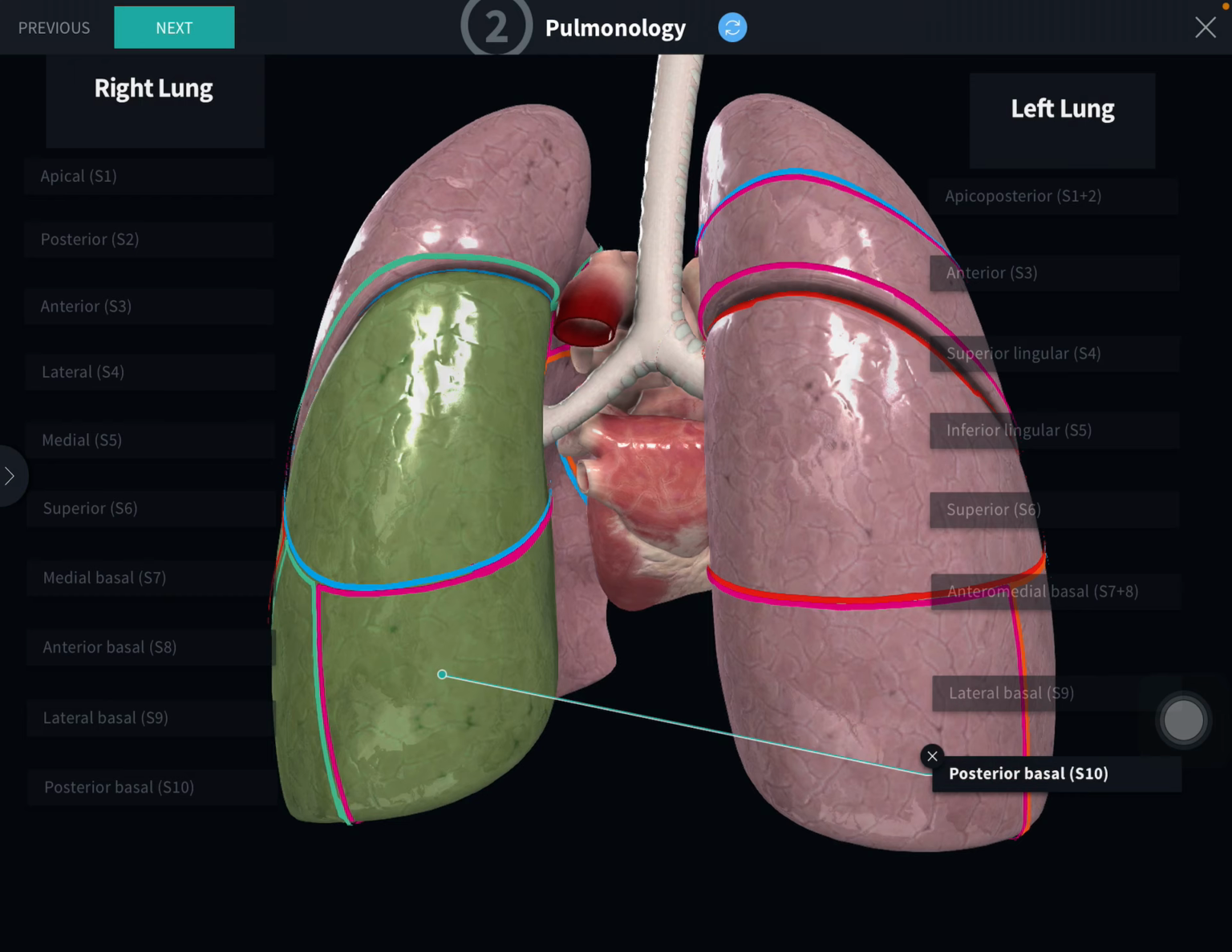So in this class we have seen the bronchopulmonary segments of the right and left lungs, which are very important both for theory and for clinical knowledge.